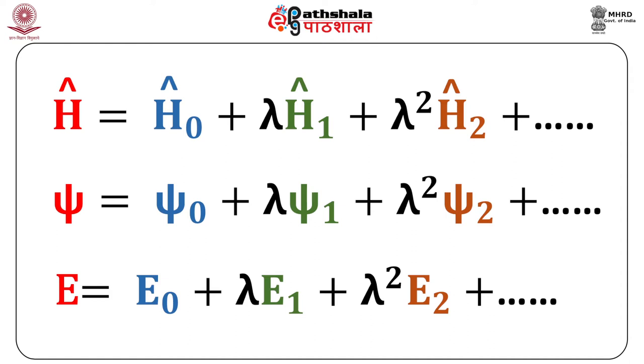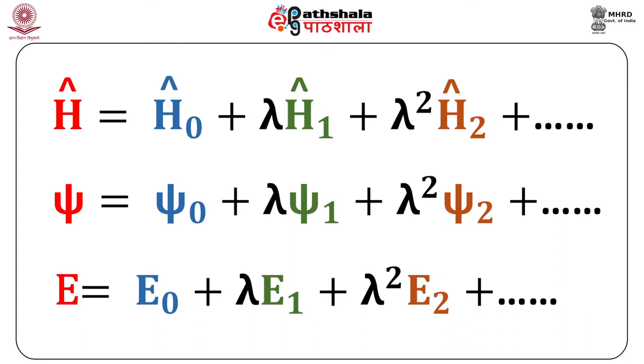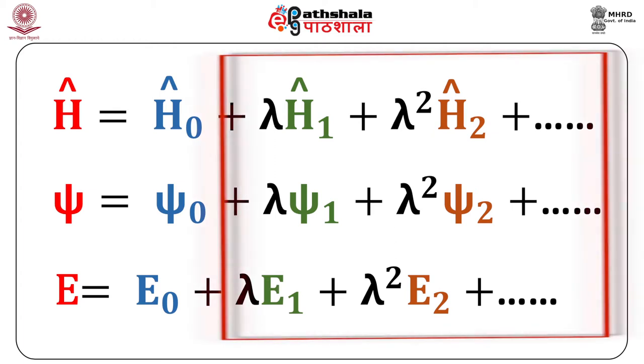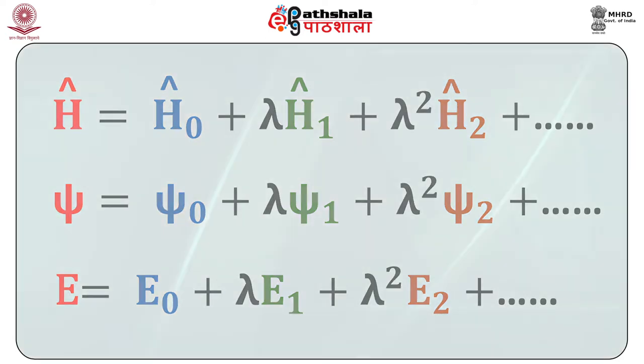In these equations, if you see carefully, the first terms, that is H0 cap, psi 0 and E0, represent the unperturbed system, whereas the rest of the terms in these equations represent the correction terms which include perturbation effects. So this is a very important point which you must keep in mind.